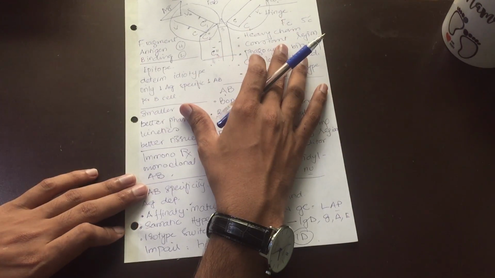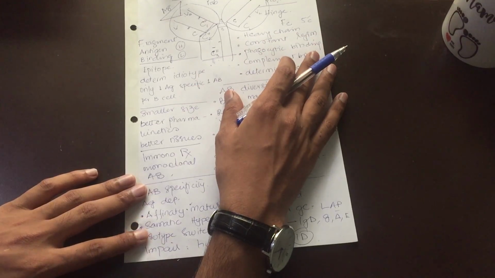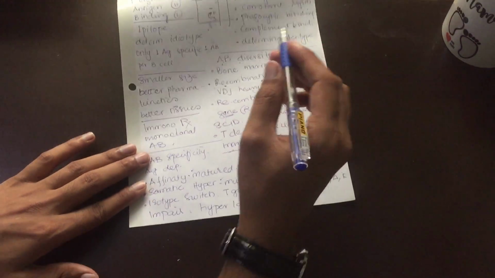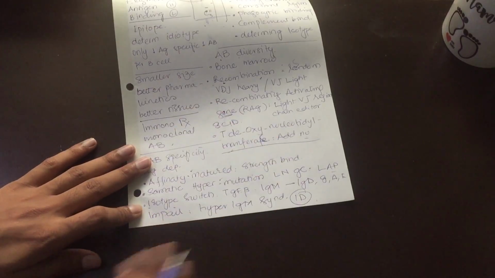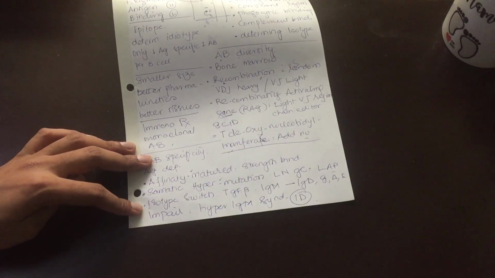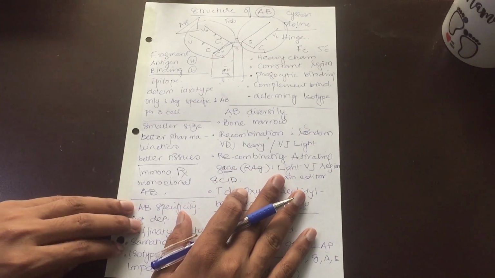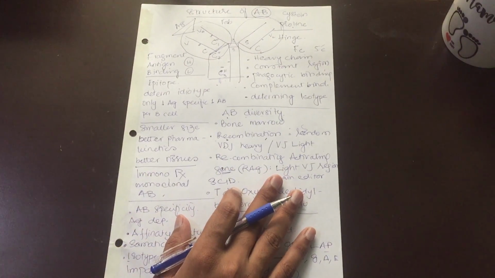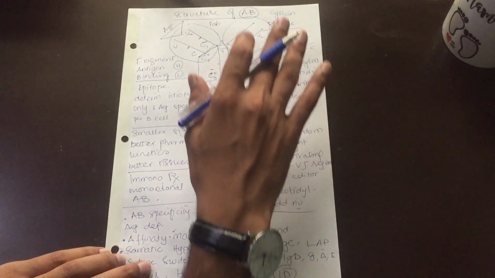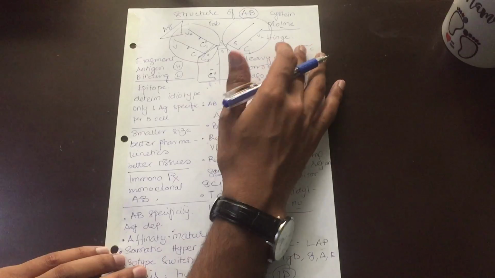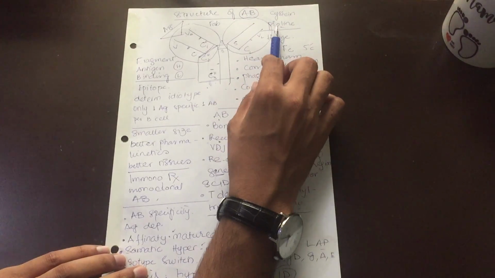And what we have left here, we will discuss this isotype switching in our next immunoglobulin lecture. So for now, we have discussed T cell differentiation, T cell and APC activation, and the structure of antibodies. Next we will discuss the types of immunoglobulins and isotype switching.